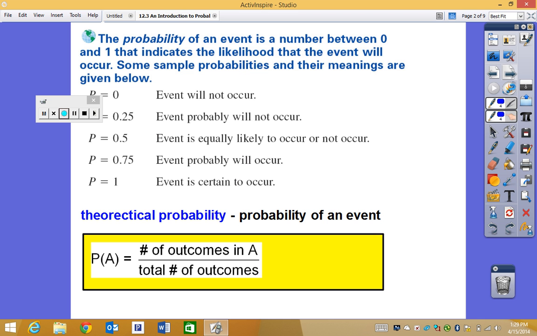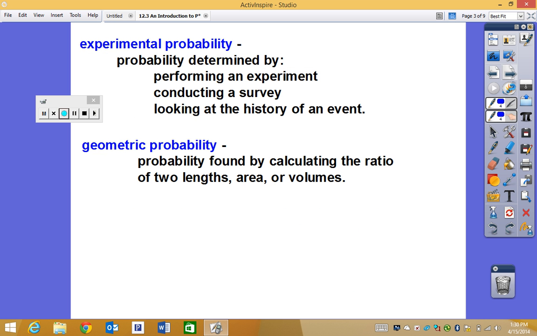So the theoretical probability is the probability of an event, where it's the number of outcomes that we want divided by the total number of outcomes. In other words, on the top is the information we want, and on the bottom is the total amount. For example, if I want to calculate the probability of drawing a king out of a deck of cards, I would put the number of kings on the top, which is 4, divided by the total number of cards, which would be 52.